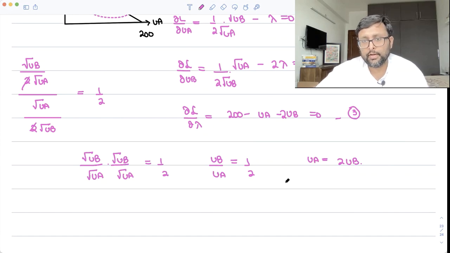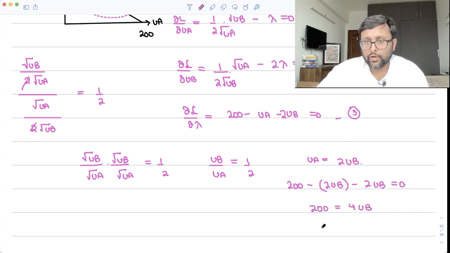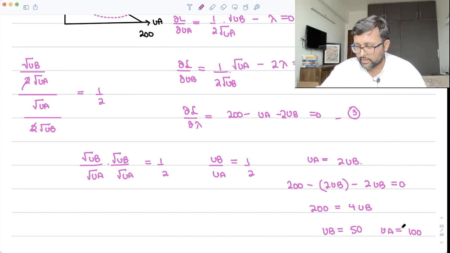Like this. Have it? Now you just put this back into the third constraint. So 200 minus UA, in place of UA, you will write 2UB, minus 2UB equals to 0. So 200 is equal to 4UB. So UB is equal to 50. And since UA is equal to 2UB, UA is equal to 100.